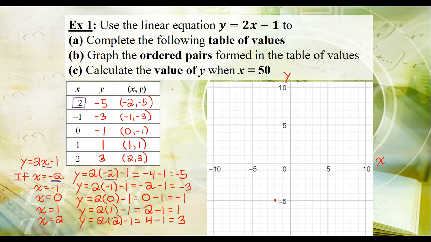Okay, the next point is -1, -3. So we go 1 to the left and then 3 down. So that's going to be located here. Again, I just got to draw a bunch of little tiny dots here because the, actually that's working.